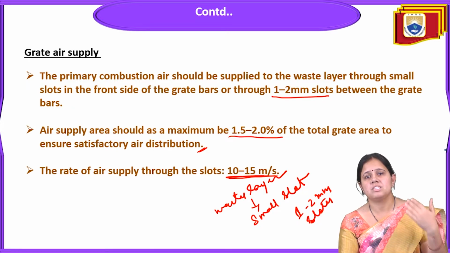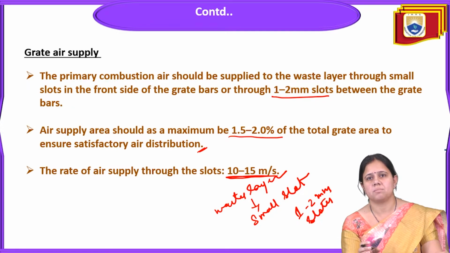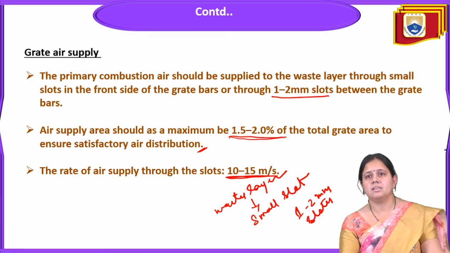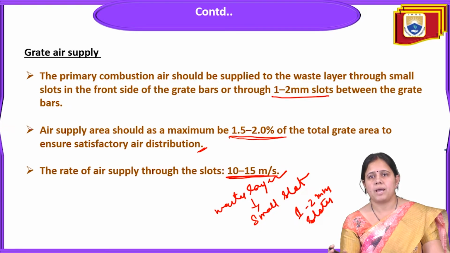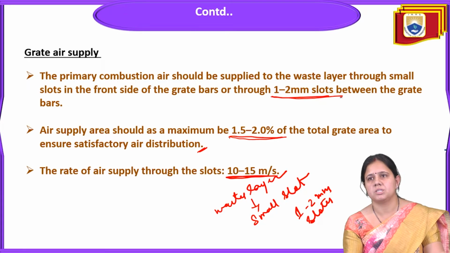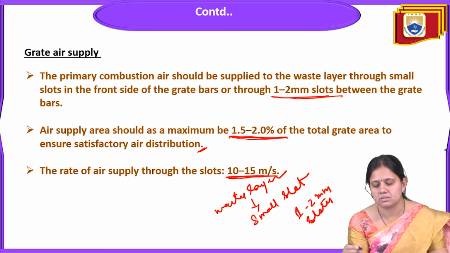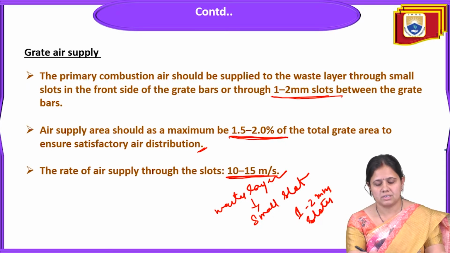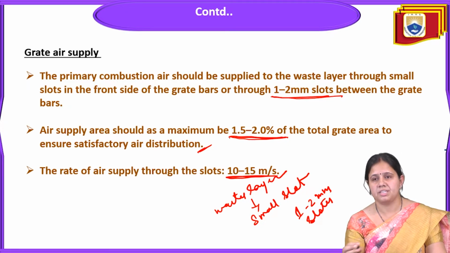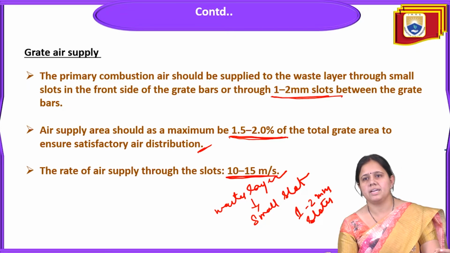It defines how much air should be supplied, what the rate of air supply is, and that the air supply area should be a maximum of 1.5 to 2%. Then the grate bars have 1 to 2 mm slots between them. Primary combustion air should be supplied to the waste layer through small slots in the front side of the grate bar, or through slots between the grate bars. The rate of air supply through the slot is 10 to 15 meters per second. So this is about the grate air supply.